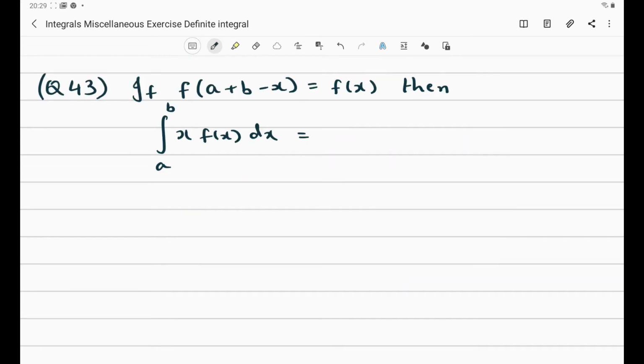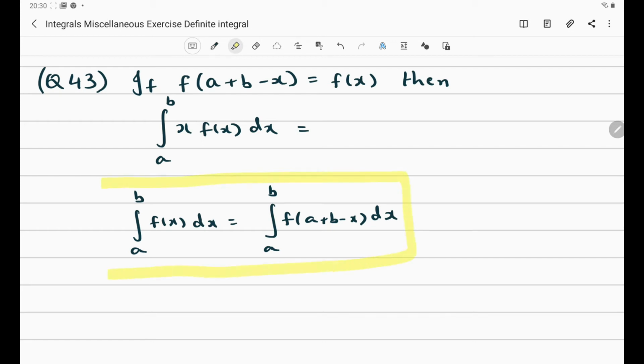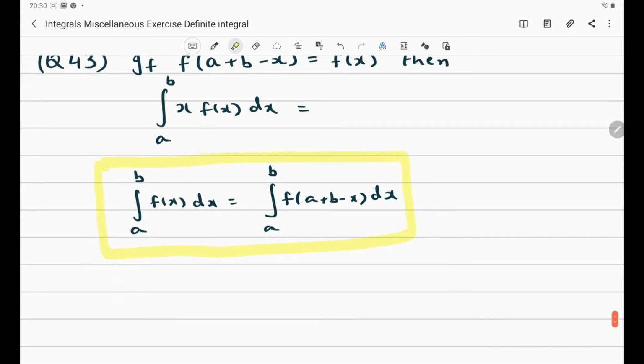Question number 43. If f of a plus b minus x equal to f of x, then integral a to b x into f of x dx is equal to. So, we know the property that integral from a to b f of x dx is same as writing integral a to b f of a plus b minus x dx. So, this is the property of definite integral. So, we make use of this property and solve this.